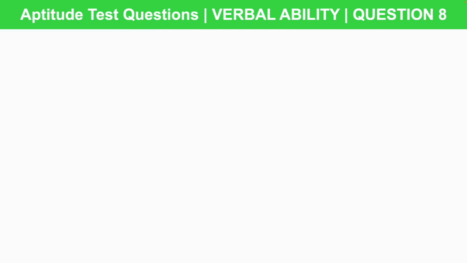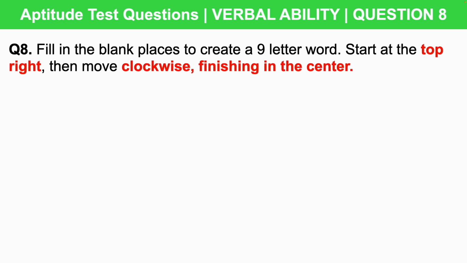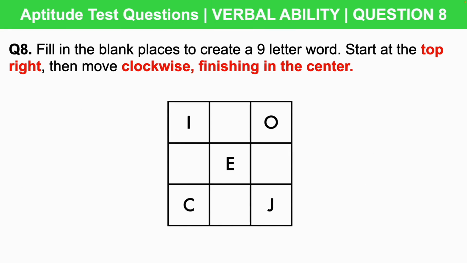The next question category I want to cover is called verbal ability. Now, for questions categorized as verbal ability tests, you will be required to answer some basic English language test questions. These questions test a candidate's basic understanding and grammar ability of basic English language terms. So the question is this: fill in the blank places to create a 9-letter word. Start at the top right and then move clockwise, finishing in the center. Here's that grid with those letters in it. You need to fill in the blanks. So you have 12 seconds on the timer, starting now.